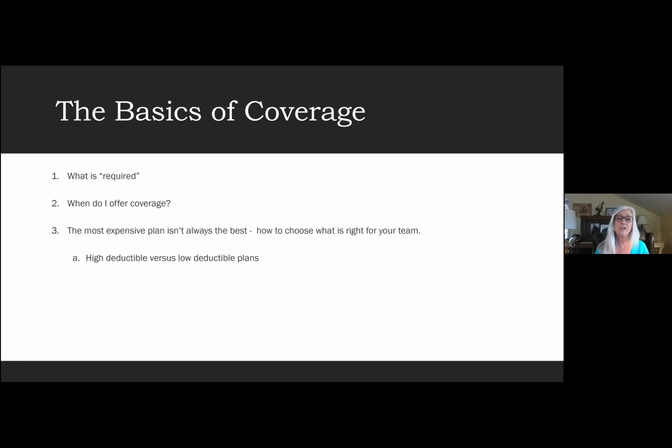The other factor is your population. If you've got a younger population, your costs can be lower because in smaller employers, the population is all that they can base their rates on. So if you've got a lot of 30 somethings, your rates are going to be lower than if you've got some 50 or 60 somethings. So that's another factor in trying to design the coverage.